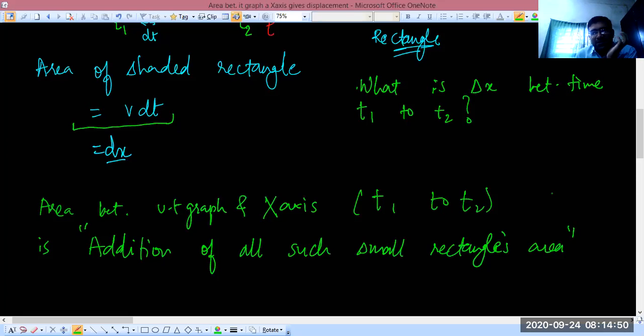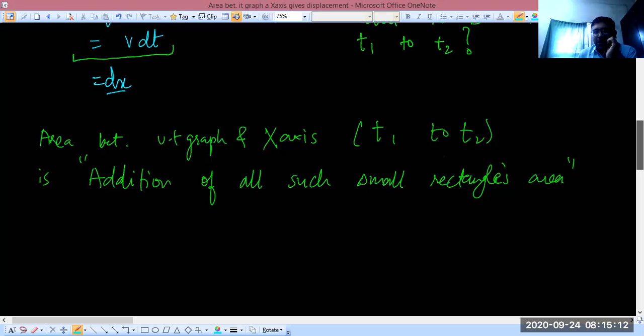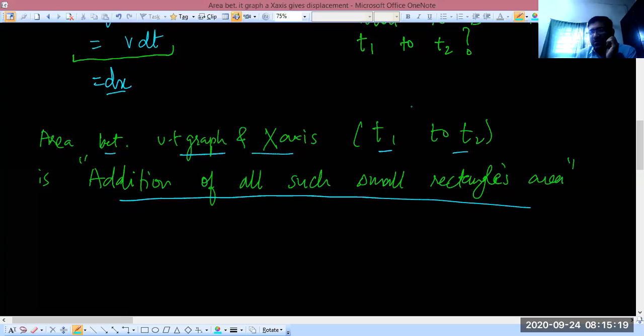But it's not a triangle, Vedant. Like I've said, if you make any shape like this, I am not making it a rectangle. Nature has made it a rectangle. If you make a shape like this, then this is a rectangle. By no means is this a triangle. There's no way it's a triangle. Clear? Okay, so the area between the VT graph and the x-axis from T1 to T2 is addition of all such small rectangles' area. Correct?